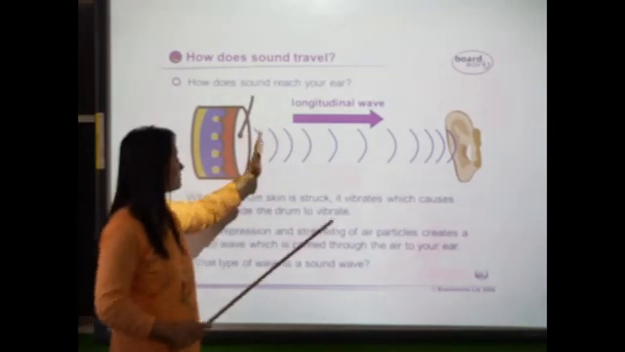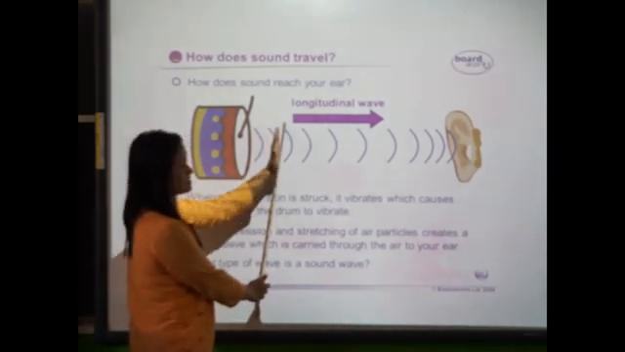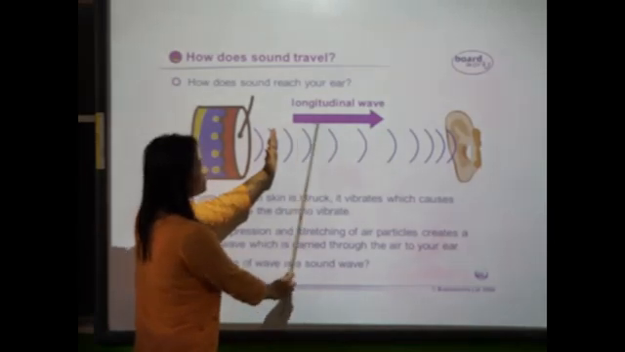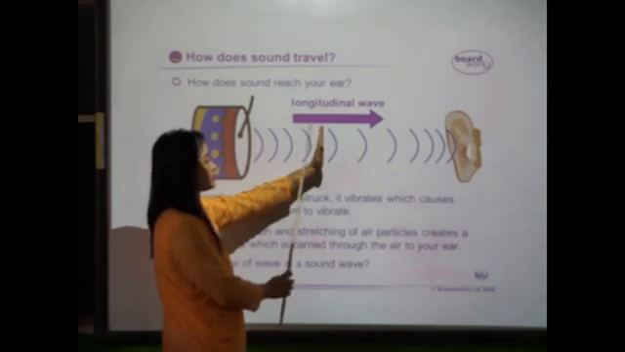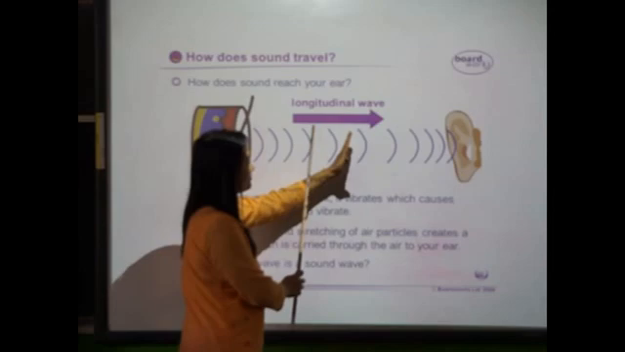Now when they move forward and backward, say there is another particle. When it moves forward and backward, it touches this particle. Okay, this particle again starts moving to and fro. Now there will be another particle. When this particle was moving to and fro, it touched another particle. Now this particle will move to and fro.